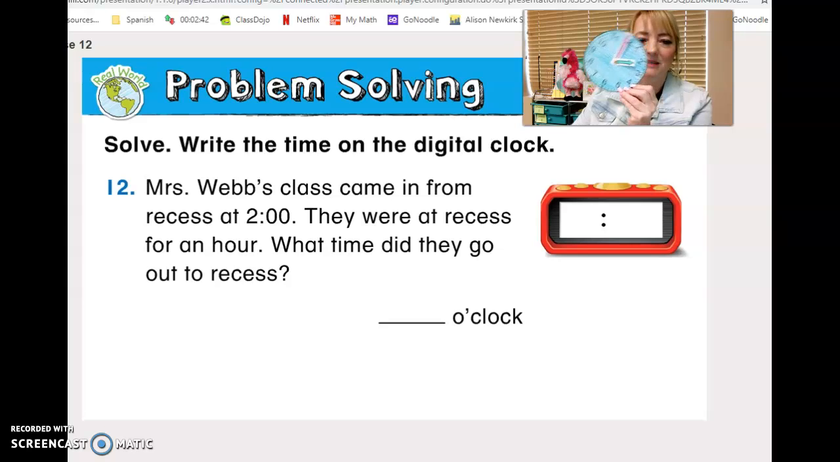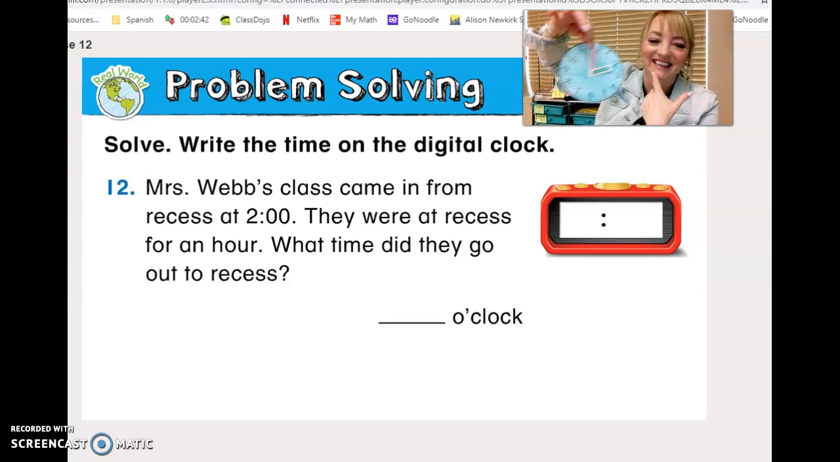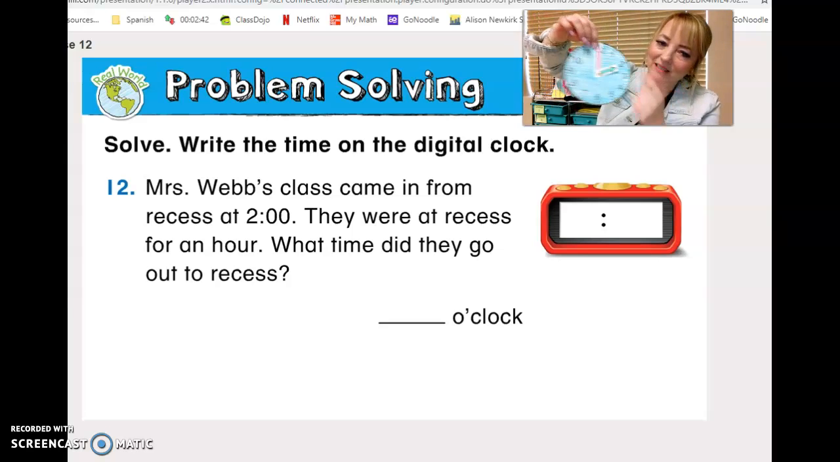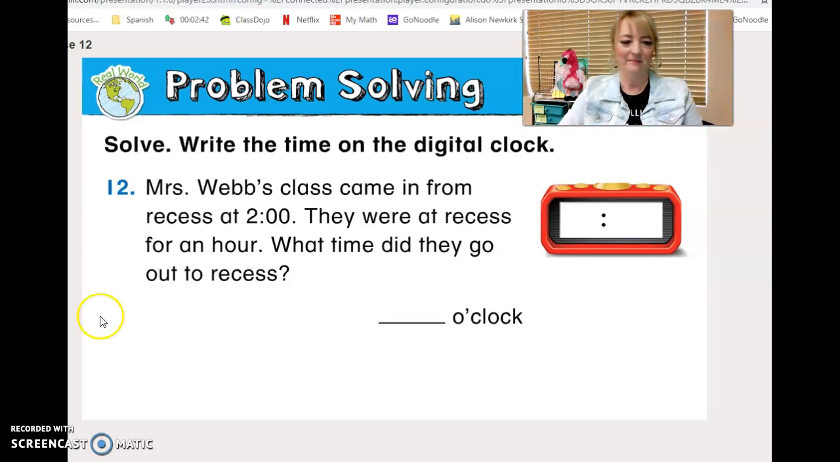So this one's tricky because this is the time that they came in to the building. They were out for a whole hour. That's a nice recess. So what time did they go out? This is what time they came in. So this way, we'd have to go back 1 hour. If they went out at 1, and they stayed out for a whole hour, they would come in at 2 o'clock. So they went out at 1 o'clock.